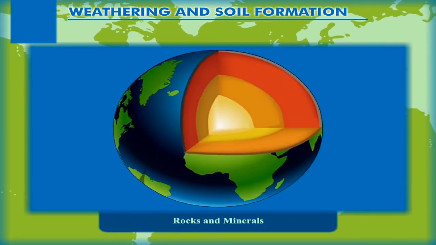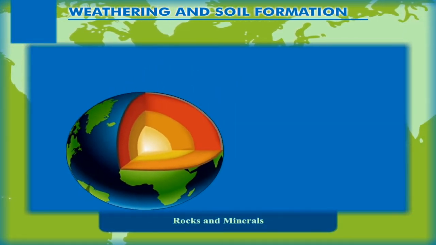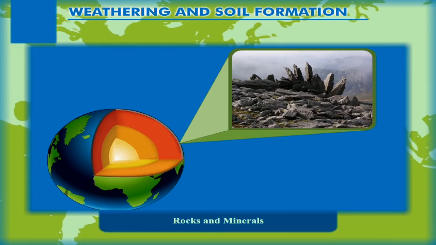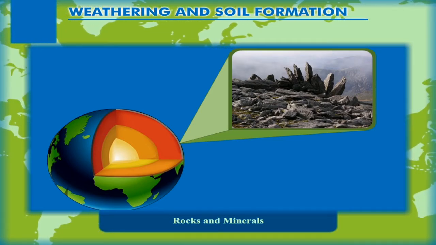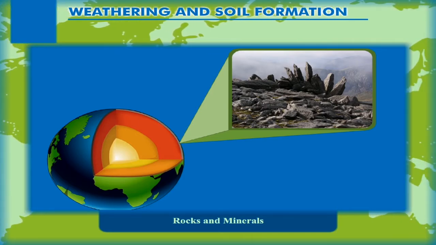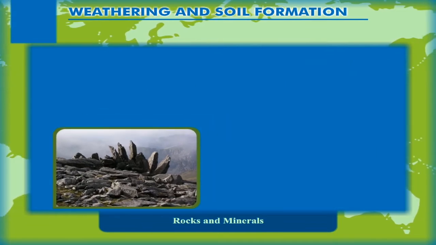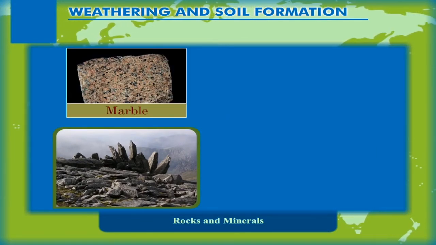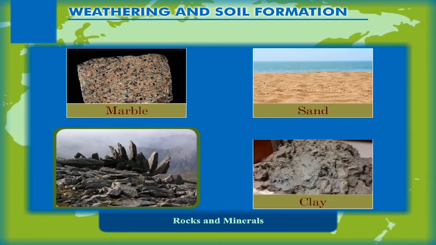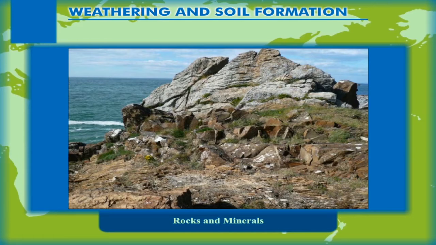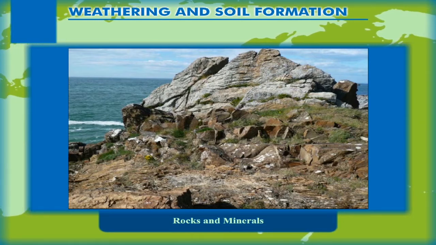Rocks and minerals. The Earth's crust is made up of different types of rocks. A rock is a natural deposit that forms the solid part of the Earth's crust. They can be as hard as granite or marble and can be as soft as particles of sand, clay or gravel. A rock is not a chemical compound but an agglomeration of minerals.